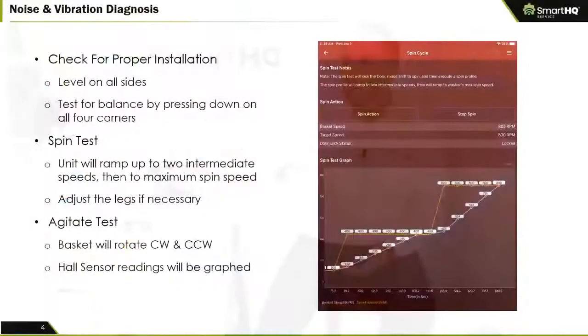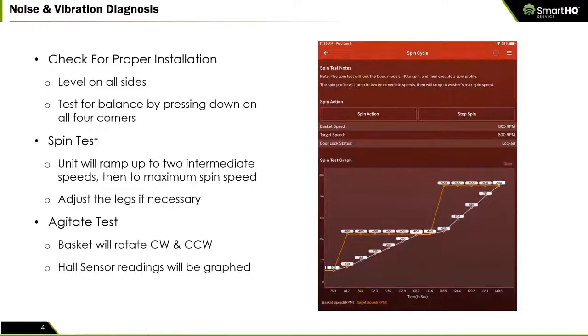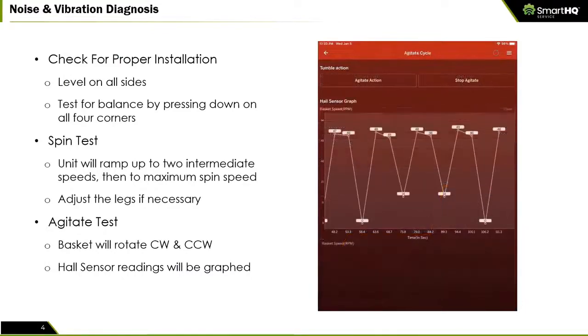And now what I want to do is show you a different feature right within the app here, which is called the Agitate Test. And this is a great one because in those cases where your Hall sensor is actually causing the issue. So the Hall sensor is the one that detects the rotations, and that sensor is located within the motor drive assembly.